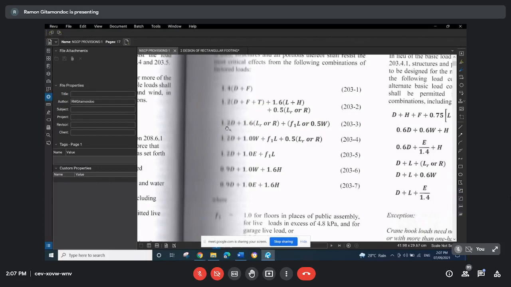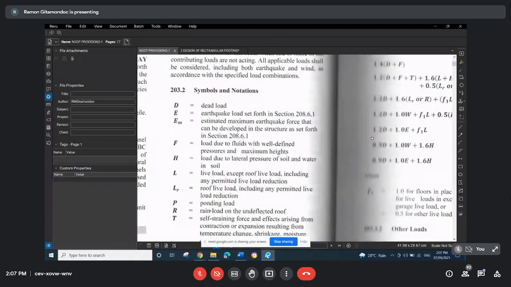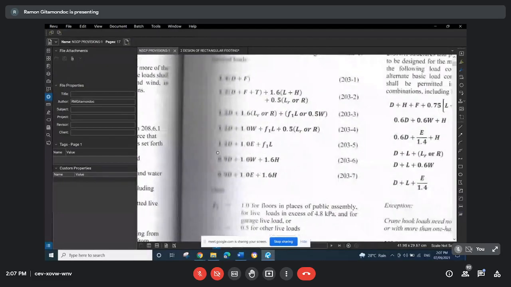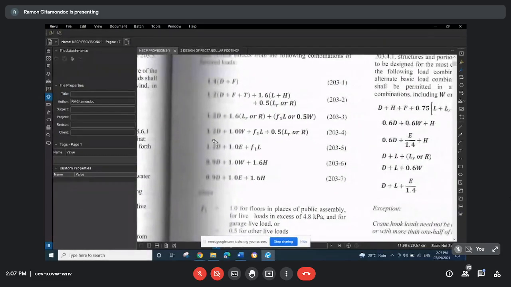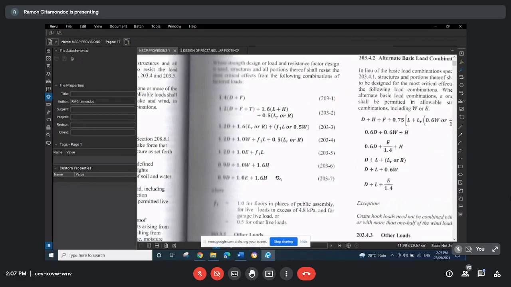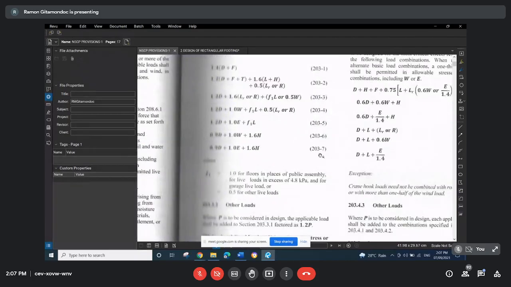So kini siya, nasa combination of dead, live, roof live. Yeah, what is R here? R is rain load, no? Okay, so you have also combination of dead, wind, and edge. So these are some of the basic combinations which you can see in the code, no?